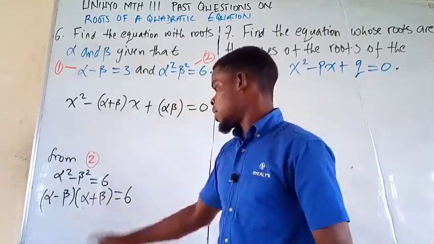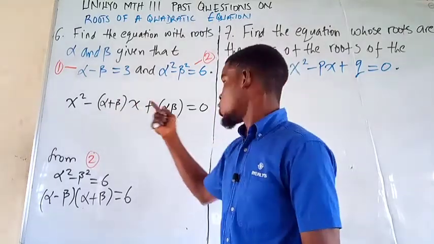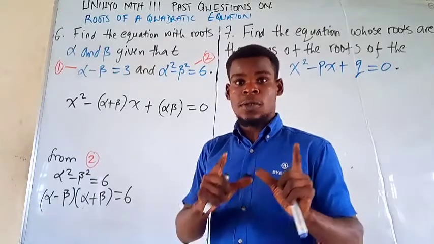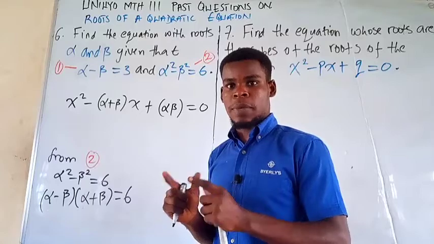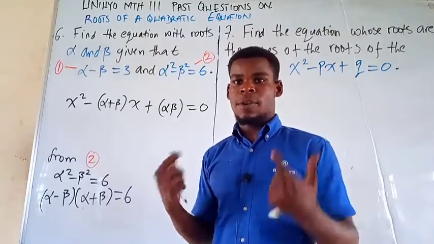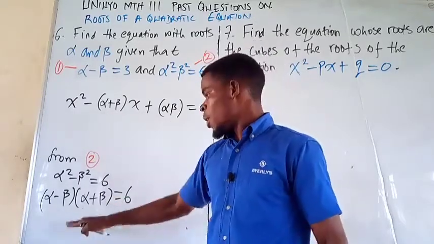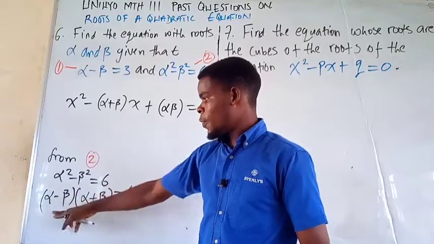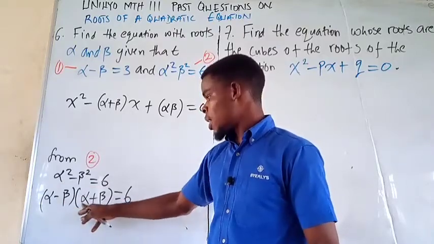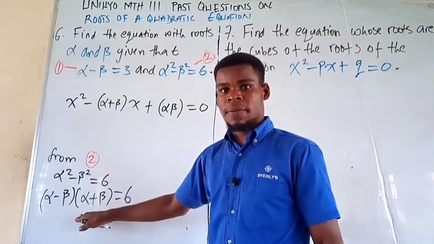By having that, remember that I said we just need to get their sum and their product. Possibly we can get the value for alpha and the value for beta, then we just add them together and multiply them together to get the sum and the product. Anyway, since from factoring this we have alpha minus beta times alpha plus beta, I see that alpha plus beta is here, which is what we want. So we can simply make that the subject of the formula.